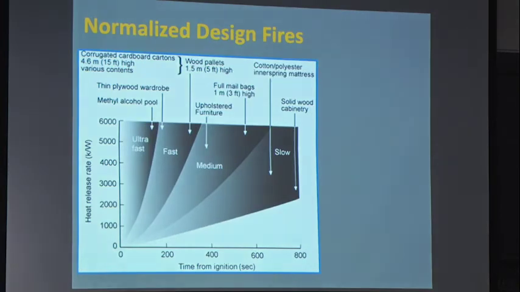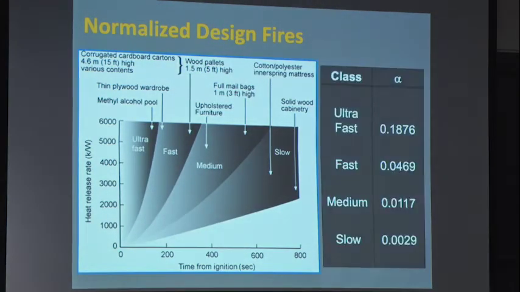People have classified this, and depending on what materials are burning, you can create a little table that tells you I can group my materials in ultra-fast, fast, medium, and slow-growing fires. So if you have a room that is full of upholstered furniture, that probably will be deemed a medium fire, and it will have an alpha somewhere in between 0.0469 and 0.0117. So your fire will be somewhere in here, and you'll pick something in between. Yes?